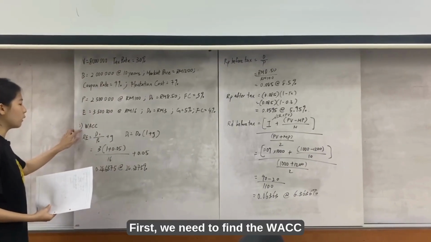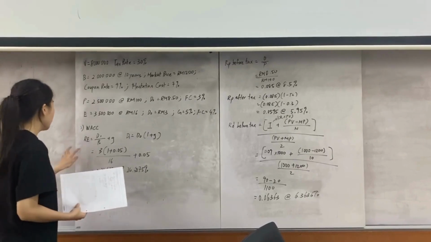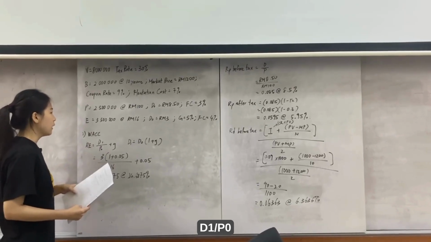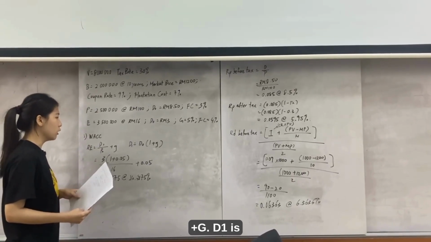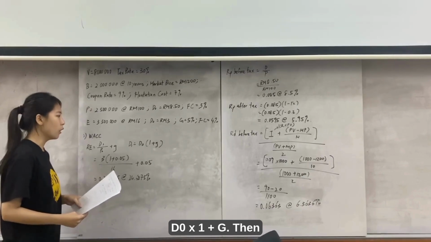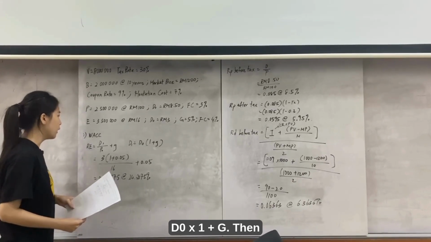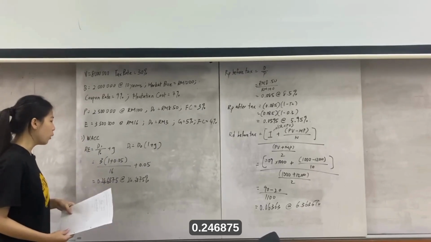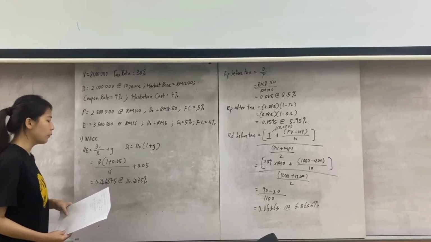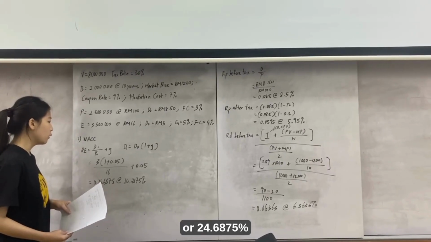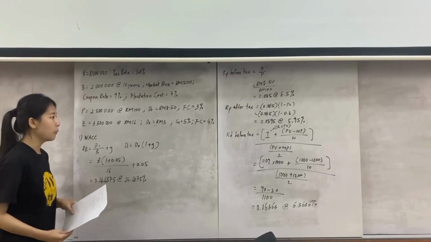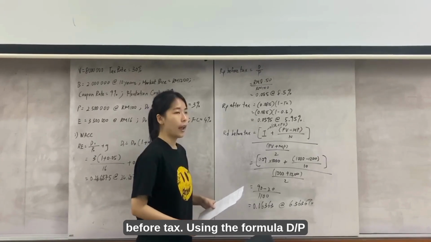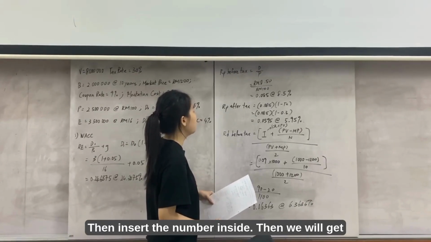First, we need to find the WACC. RE is D1 divided by P0 plus G. D1 is D0 times 1 plus G. Then we insert all the numbers inside, then we will get RE is 0.246875 or 24.6875%. Next, we will calculate the RP before tax using the formula D divided by P.